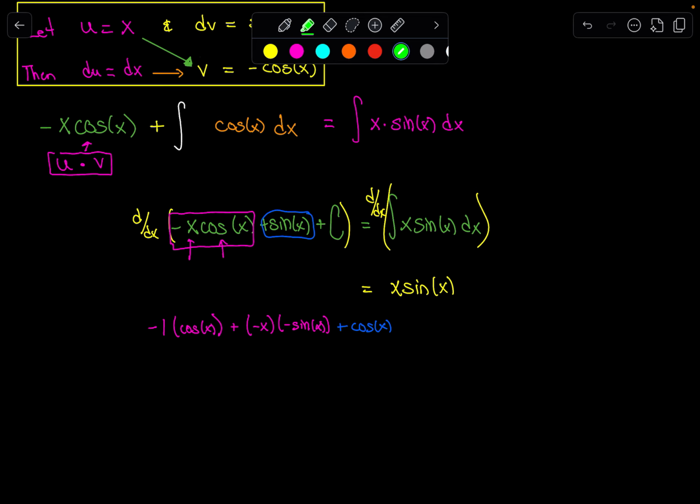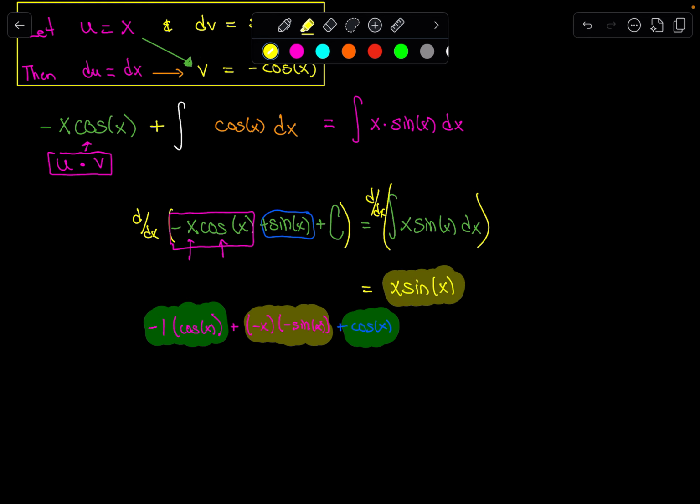And so if we're careful, we're going to have a minus cosine of x and a plus cosine of x, which will cancel. And then the stuff that's left over in the middle here, these minus signs are going to cancel, and we are indeed going to be left with x sine of x. And so we're done. It turns out that this formula worked, and our integral is something that we can actually compute.